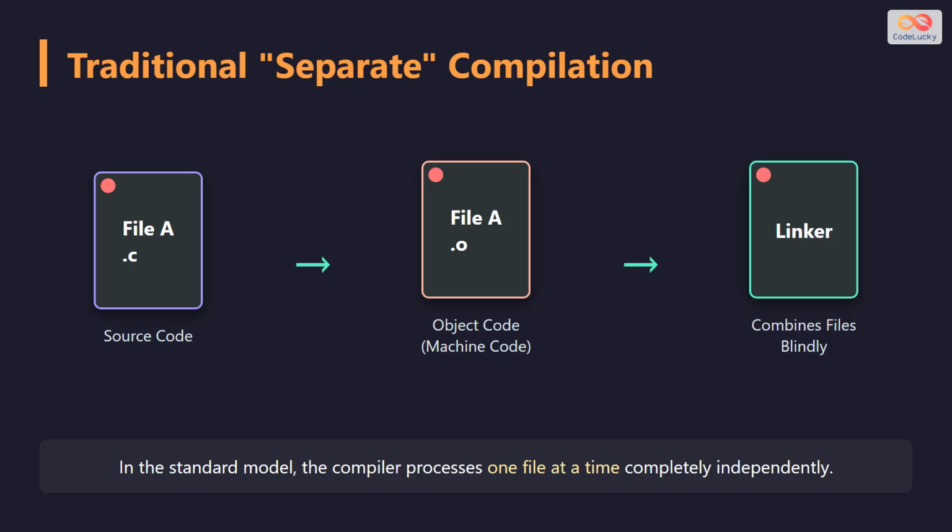To understand LTO, we first need to look at the traditional build process. In languages like C or C++, compilation is usually separate. The compiler takes one source file, converts it into an object file containing machine code, and then moves to the next. Finally, a tool called the linker simply glues these object files together into an executable.